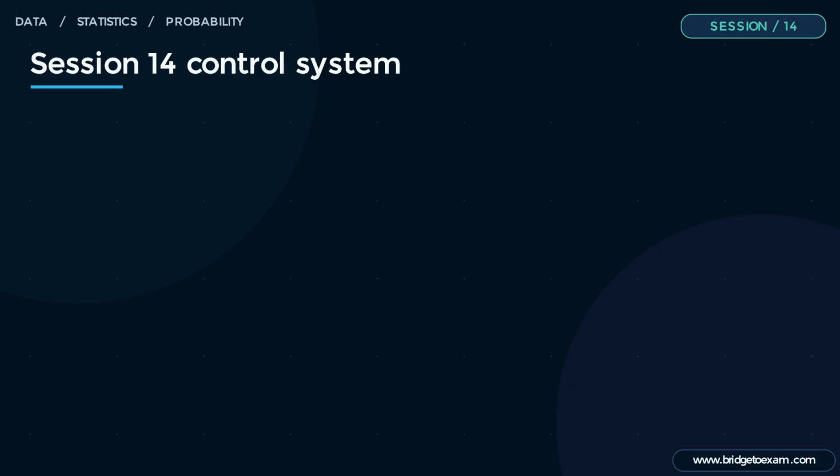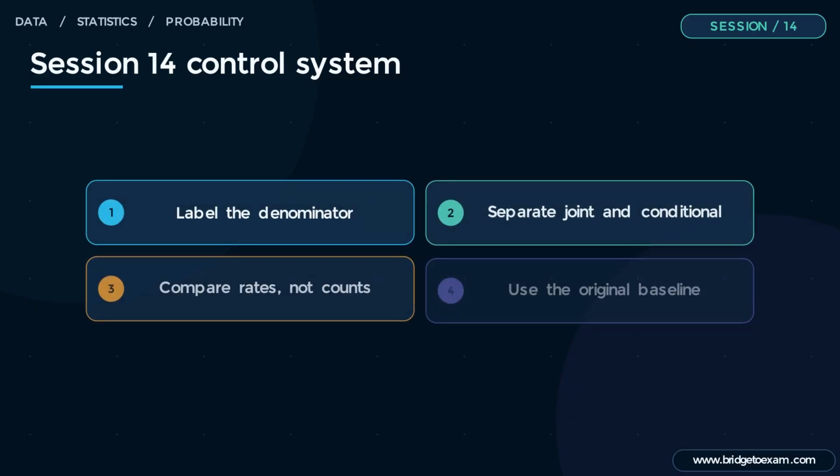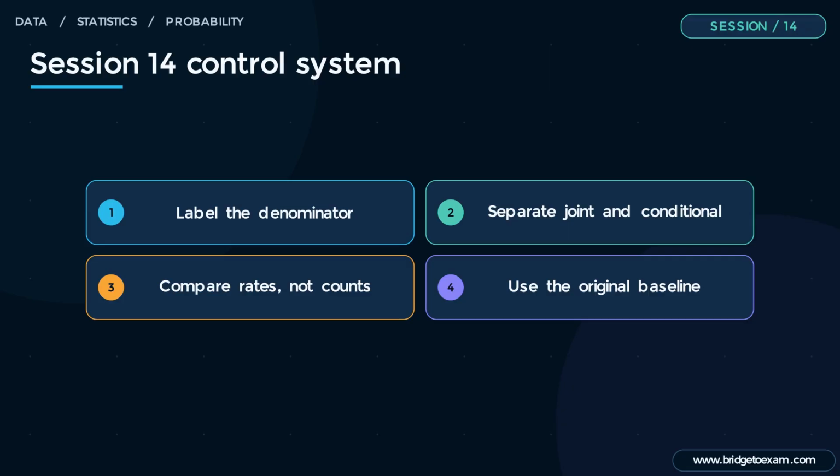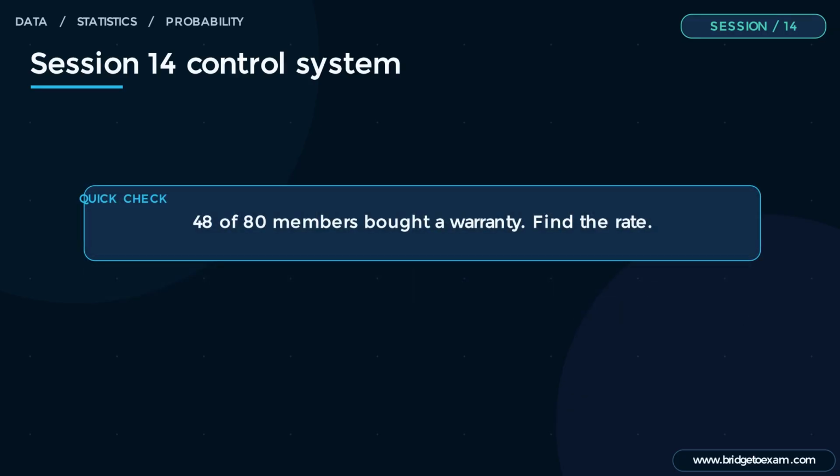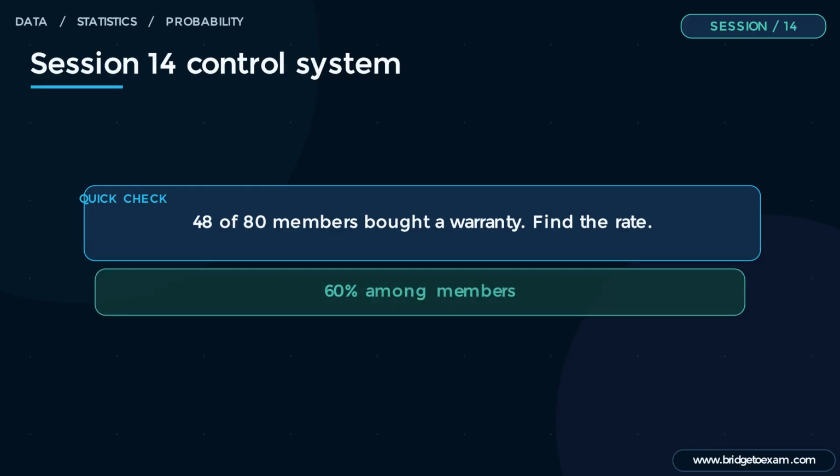Session 14 recap. Marginal and joint frequencies use the grand total, while conditional frequencies use the restricted group named in the question. Compare percentages rather than raw counts for unequal groups. Percent change divides by the original value. Percentage point change simply subtracts the two rates. Quick check. 48 of 80 members bought a warranty. What is the conditional purchase rate among members? 48 divided by 80 is 0.6, so the conditional purchase rate is 60%.